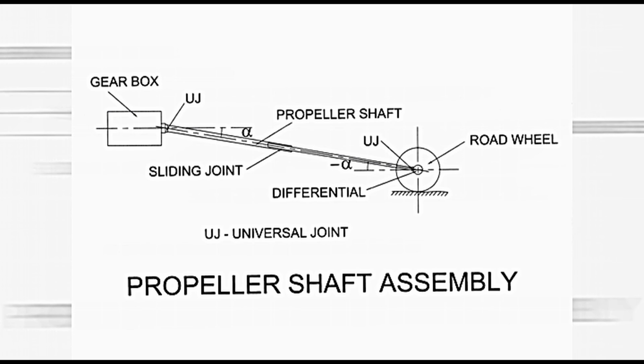As per the position of the components, it is positive on one side and negative on the other side. As shown in the diagram, it is positive at the gearbox end and negative at the differential end. Because of this, the vibrations are transferred to the pinion shaft in the differential with the same magnitude but in opposite direction. This nullifies the vibrations. Therefore, rotation of the pinion shaft is free of vibrations.